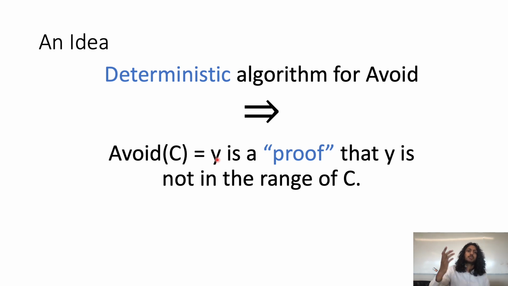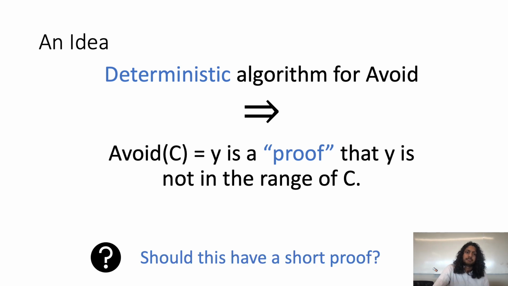And it's important here that this is a deterministic algorithm. If it's a randomized algorithm, well, it could fail, so then you don't know for sure that y is not going to be in the range of C. But if this is a deterministic algorithm, for any circuit, you can always prove that there's some string that's not in the range of the circuit. And a priori, this maybe doesn't seem like something you should be able to do. I mean, if I hand you an arbitrary circuit C, why should you be able to get a short proof that something's not in the range of the circuit? A priori, it seems like you would have to evaluate that circuit on all points in order to show that something's not in the range of the circuit.